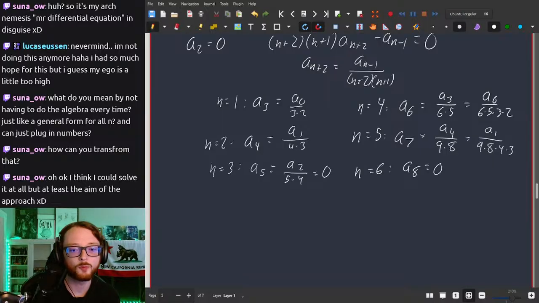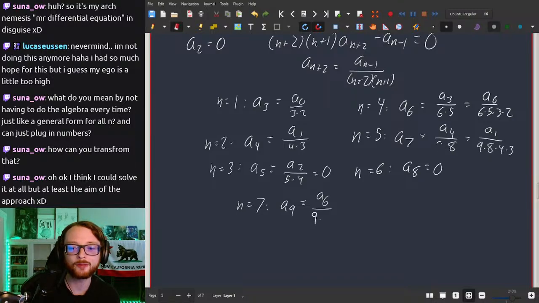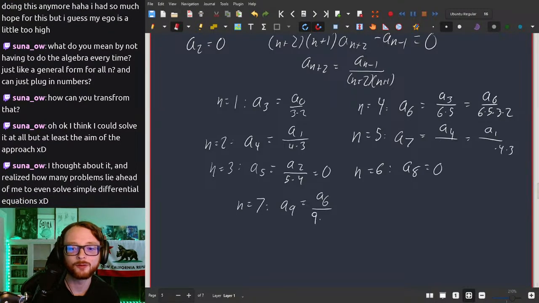I need to go out one more level, unfortunately. So n equals 7. A sub 9 is a sub 6. I already got 9. Oh my, that's why I can't see the pattern. I did that wrong. 7 times 6.